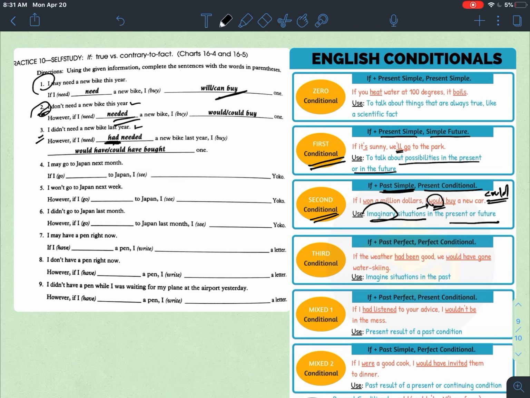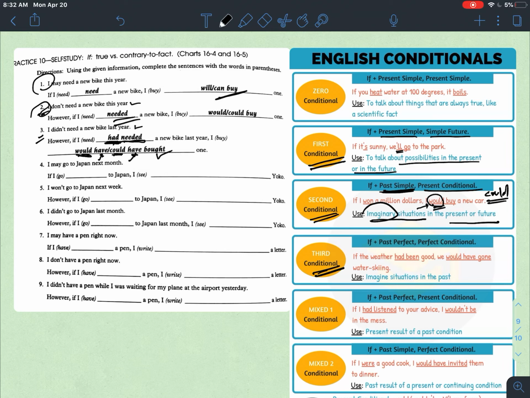So we have had as my auxiliary, and needed is my verb, past participle, not simple past, but past participle. Then we have our would and could, but you can see we have an extra auxiliary, have. That's my auxiliary for the perfects, right? And then we have my verb right here. So what conditional is that on the chart right here?